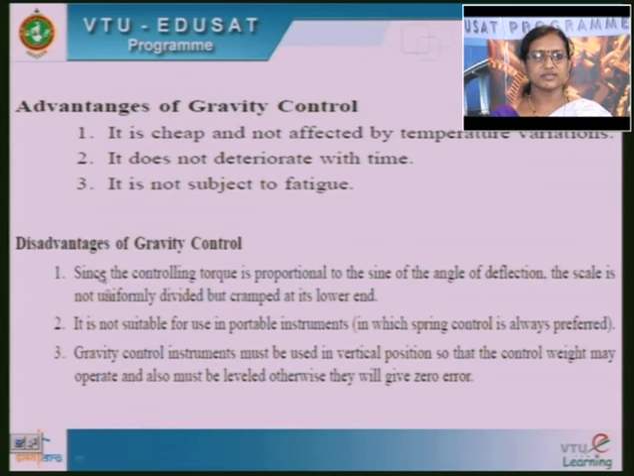What are the disadvantages? Since the controlling torque is proportional to the sine of the angle of deflection, the scale is not uniformly divided but cramped at its lower end. It is not suitable for use in portable instruments, in which spring control is always preferred. Gravity control instruments must be used in vertical position so that the control weight may operate, and also must be levelled, otherwise they will give zero error. So, these are the disadvantages of gravity control. In all practical applications in our labs, we use spring control.